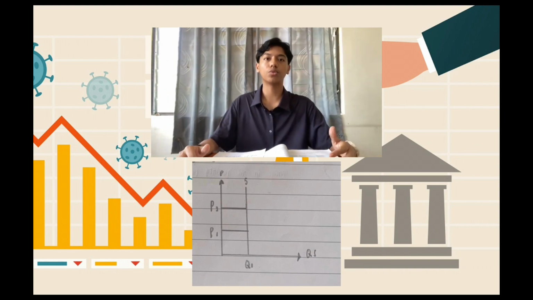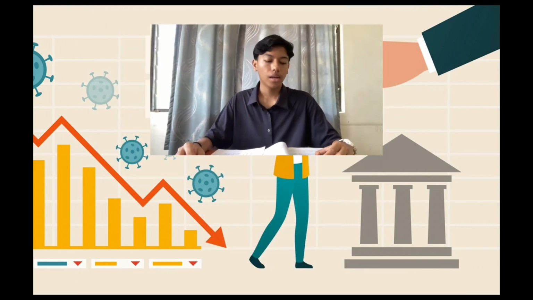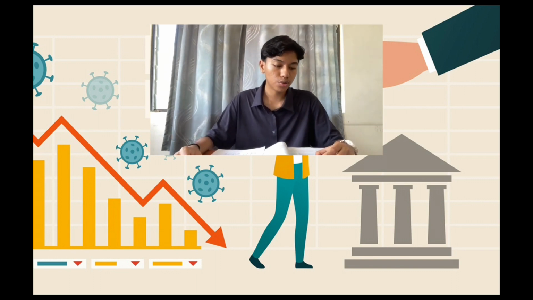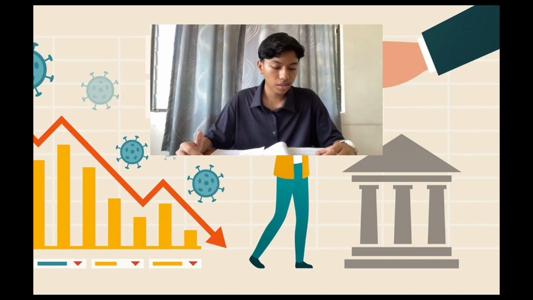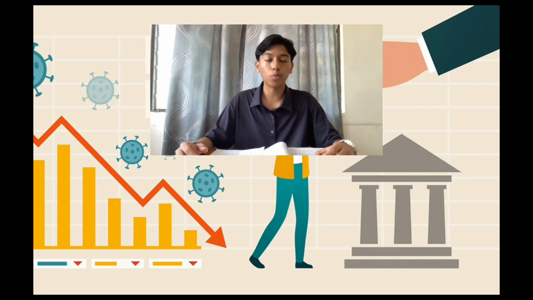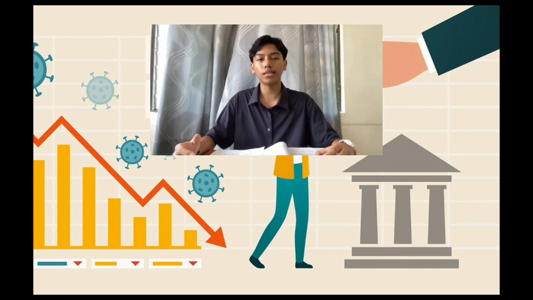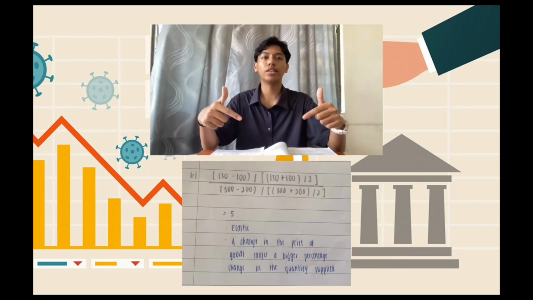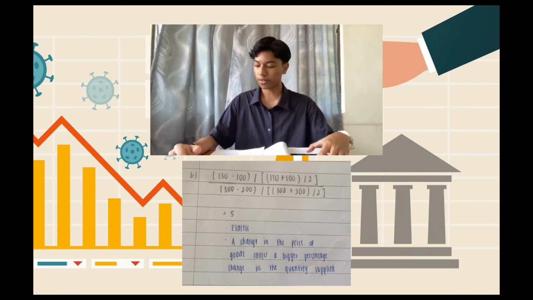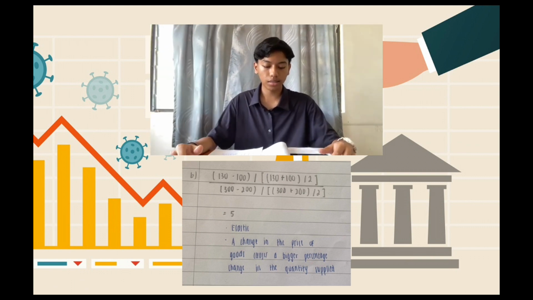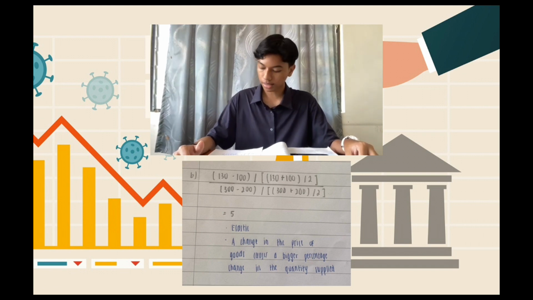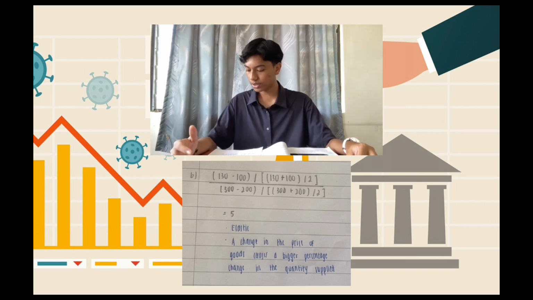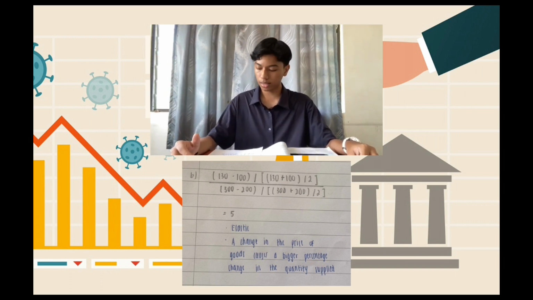P1 to P2. And for question B, let's say when the price of good A increased from 200 to 300, the quantity supplied of good A increased from 100 units to 113 units. And from that, the answer is 5. That means the price elasticity of supply is elastic. A change in the price of goods causes a bigger percentage change in the quantity supplied.